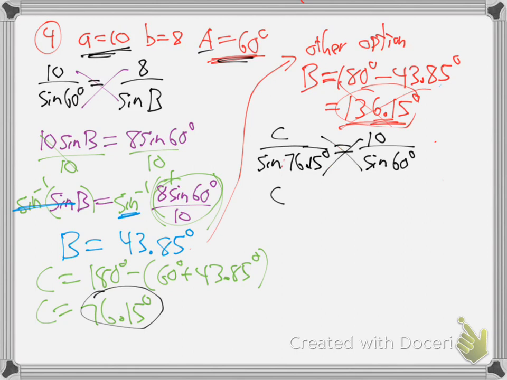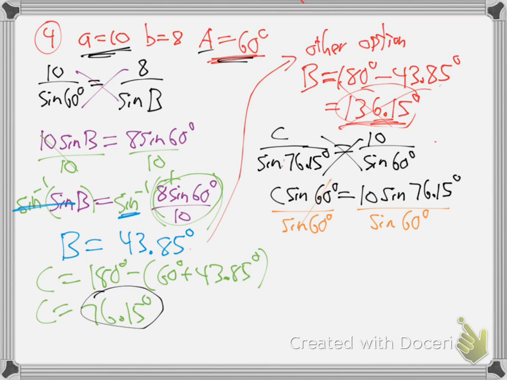Diagonal, diagonal. c sine 60 is 10 sine 76.15. Last step to get c alone: divide by sine of 60. So you only use the inverse when you don't have the degrees. Right, exactly, Jose. When you don't have the angle, you don't have the degrees, you use the inverse. 11.2. Done. We got everything.